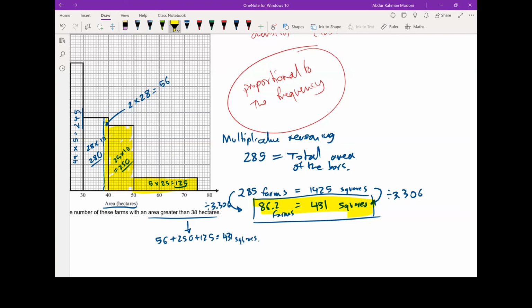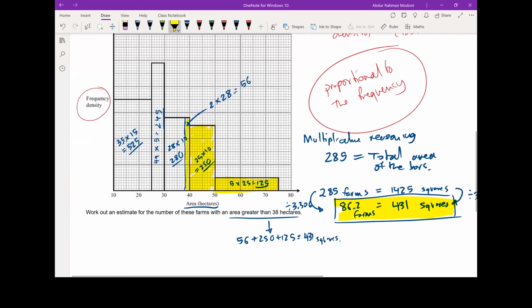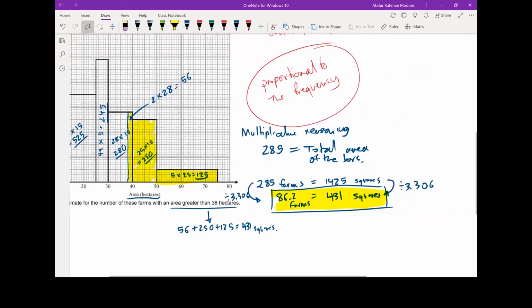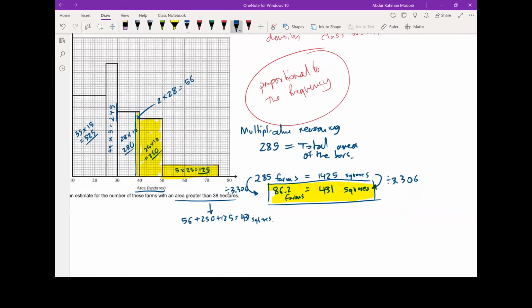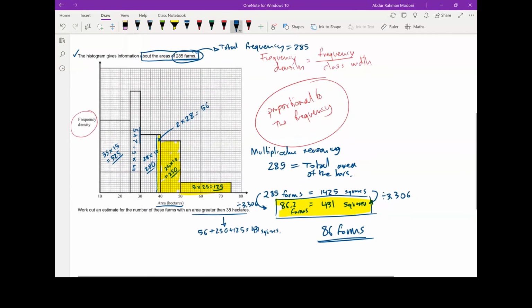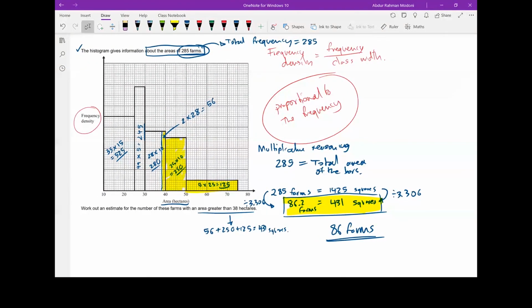Let's make sure we answer the question. It says work out an estimate, and this is an estimate, so we'll round 86.2 farms to 86 farms. 86 farms is our final answer. We used multiplicative reasoning as a skill to solve the problem, by saying that the area is proportional to the frequency. So these are the harder type questions that we get for histograms.